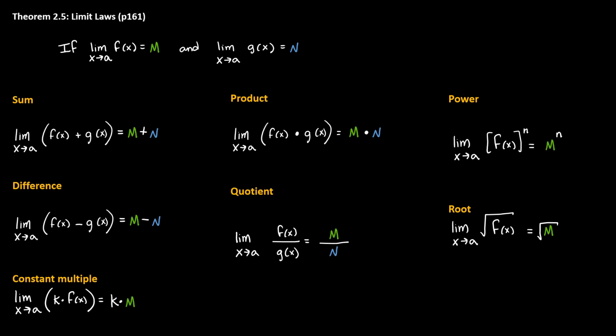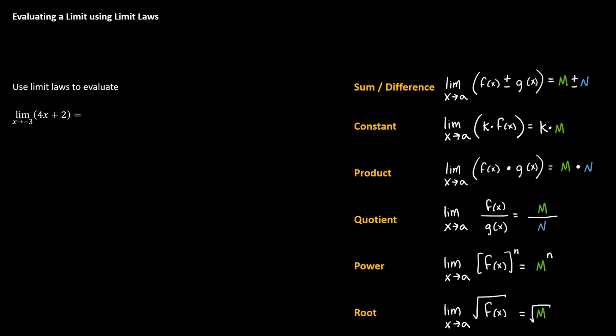So in short, these are all of our limit laws. We have a sum, difference, constant multiple, product, quotient, power, and root law. And I'm going to consolidate the sum and the difference laws because they're so similar. The only difference is the plus and the minus, just to simplify our notation here.